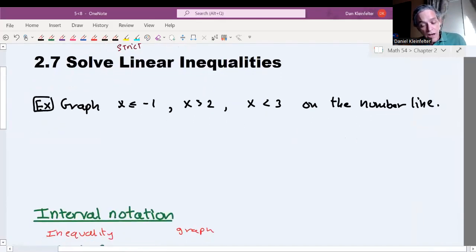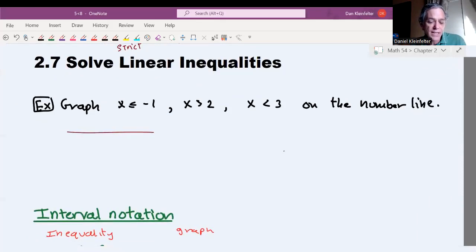Okay, so let's look at how the graphs of inequalities look on the number line. If we wanted to think about the solutions of x is less than or equal to -1, the graph would look like, well, it's the numbers from -1 to the left. Remember, the numbers that are less are to the left. So anything to the left of -1 would be in our graph.